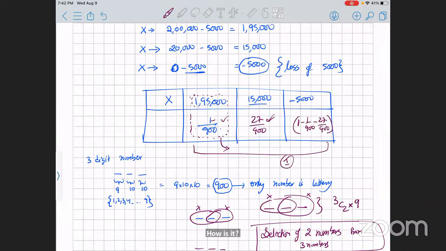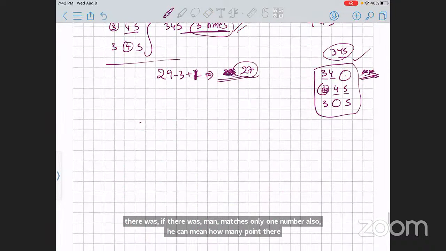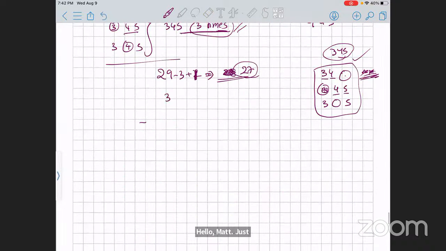Clear? Yes, sir, one doubt. What is your doubt? If he matches only one number, he can also win. How many possibilities will there be? Matching only one number means 1. For suppose we take 3, 4, 5 only.